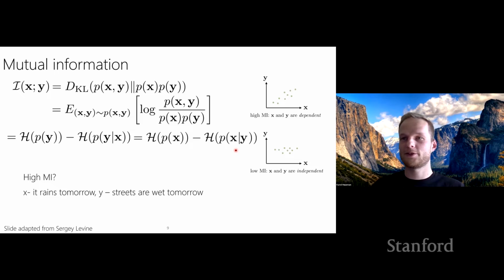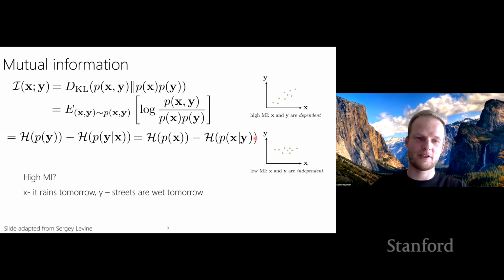So is it high mutual information or low? Yeah, okay, high. Great, yes. These are very dependent random variables. And basically, you can say that the entropy of whether it's going to rain tomorrow or not is actually fairly high. We have no idea whether it's going to rain or not. I guess maybe in the Bay Area it's a little different, but still. But if we knew that streets are wet tomorrow, it will be very easy for us to tell whether it's going to rain or not.